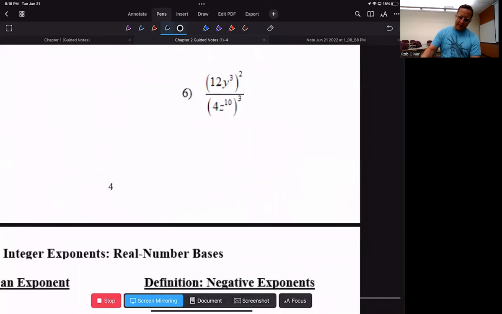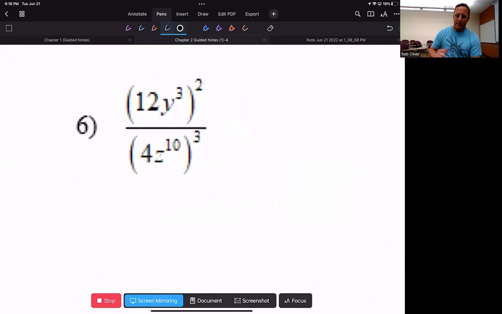All right, now last example here on this page, number 6, you're going to notice that we have a fraction again, and like I was saying before, it may appear like you can reduce the 12 and the 4, which very well could if things were just right, but we cannot. The reason is because we don't have exactly the same base. Notice we have 12y cubed here, 12y cubed here, and we have 4z to the 10th there.